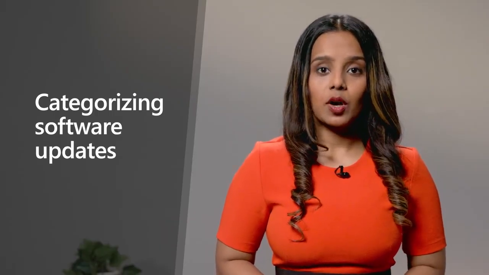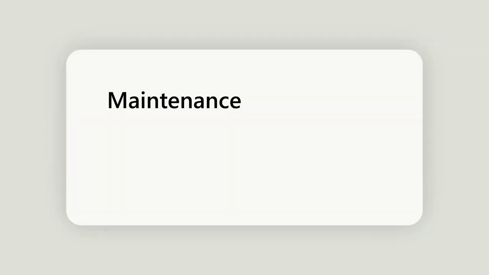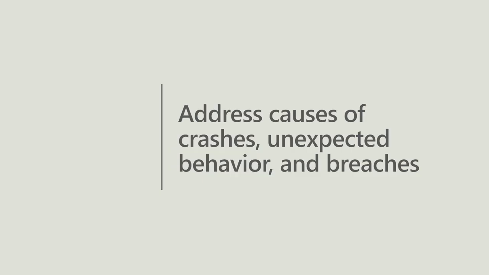Broadly speaking, it is possible to separate two functional categories, each fulfilling a distinct user need. One is maintenance updates, which encompasses bug fixes and security updates. These updates are essential for maintaining the software's stability, functionality, and security. They address issues, errors, and vulnerabilities within the software, preventing crashes, unexpected behavior, and potential security breaches.